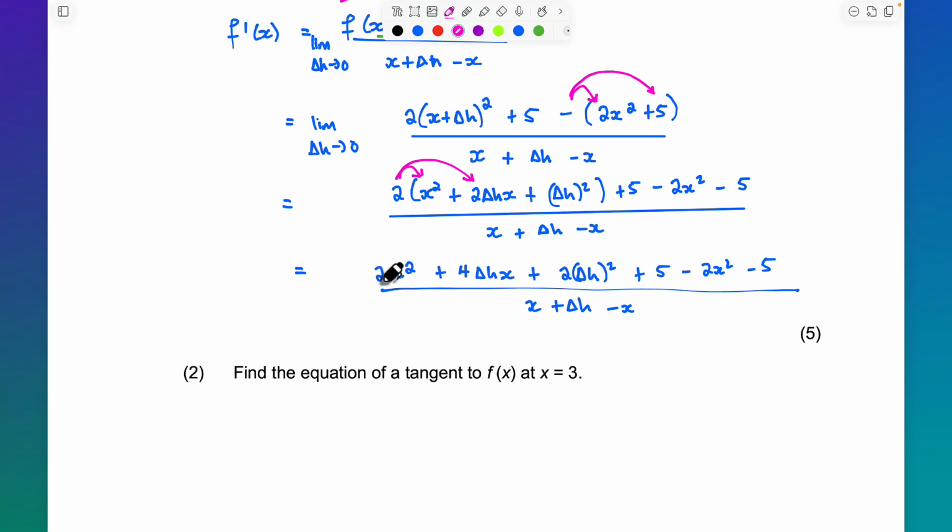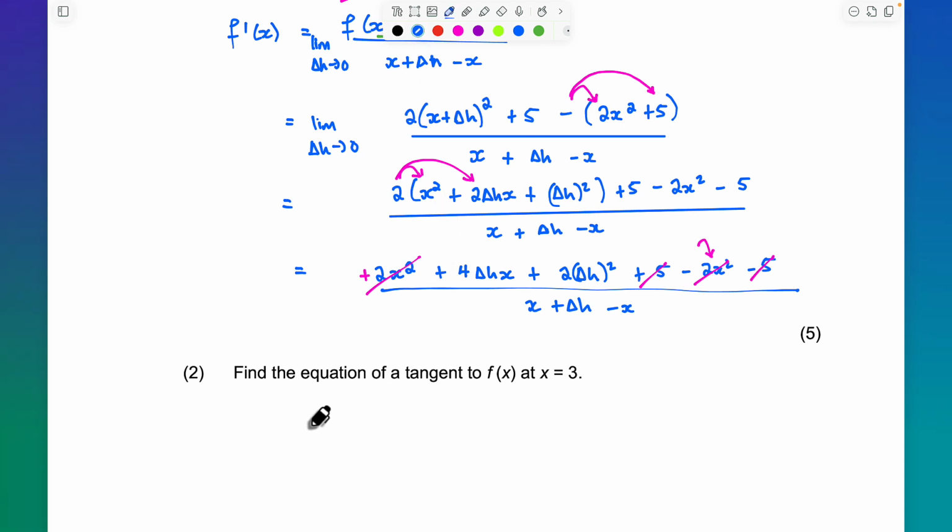What I mean by that is we have this 2x squared. We should have another x squared term, which is that one over there. So you have a positive 2x squared minus 2x squared. Those are going to cancel out. Same thing with the 5. You have a positive 5, negative 5. Those can cancel. There are no other like terms that we can cancel, so that's perfectly fine.